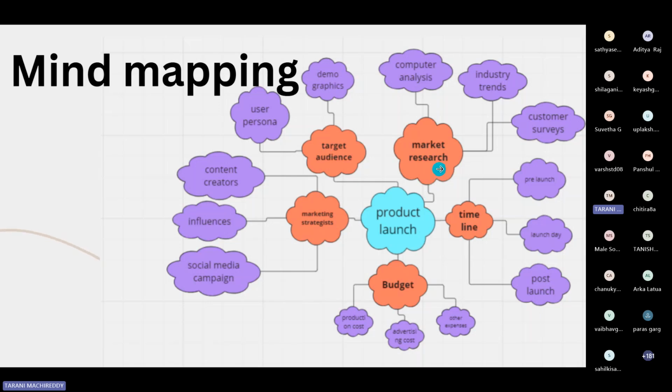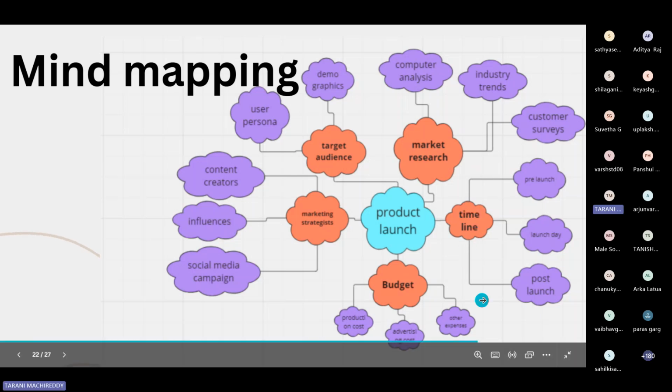And then for every branch, there is a sub-branch where we can see, for target audience, whom we can target, what we can target by using user personas or demographics. For market strategies, we can collaborate with content creators, influencers. We can post on social media and do a social media campaign. And for budget, we can see the cost which takes for production, which takes for advertising, etc. And for timeline, we can see when should we pre-launch, or when should we give our product to user testing, when should we launch our product, and what happens after launching our product. And market research, we can see competitor analysis, industry trends, customer surveys, etc.